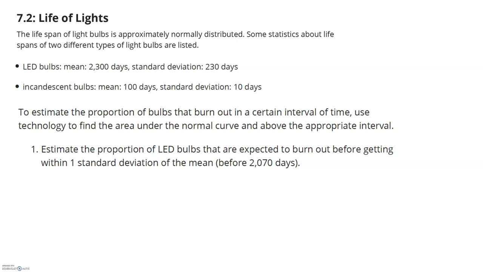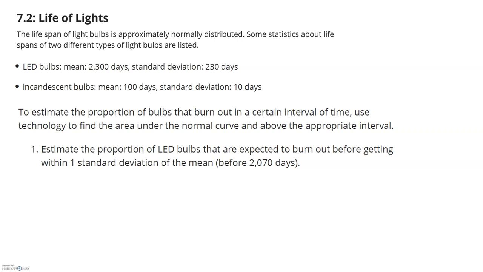So automatically, right here, you need to know that this is a normal distribution. So you should start thinking about mu plus sigma, mu minus sigma, and so forth, right? So we have a normal curve here. To estimate the proportion of bulbs that burned out in a certain interval of time, use technology to find the area under the normal curve and above the appropriate interval.